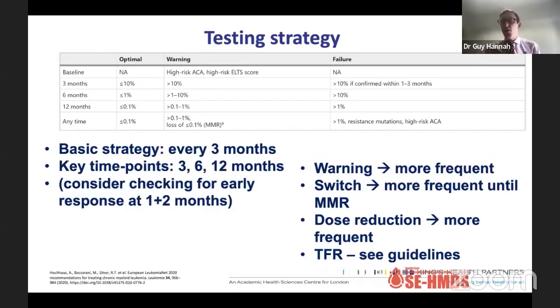And I'll often, if people aren't quite where I want them to be, I'll see them every 2 months and make sure, or even more often if necessary. Obviously, if you switch drugs for different reasons, we do it a little bit more often when we do that. And also if we reduce dose or we go for treatment-free remission, we often increase the monitoring there as well. So the point is, lots of things change, increase the monitoring. That's my general strategy.